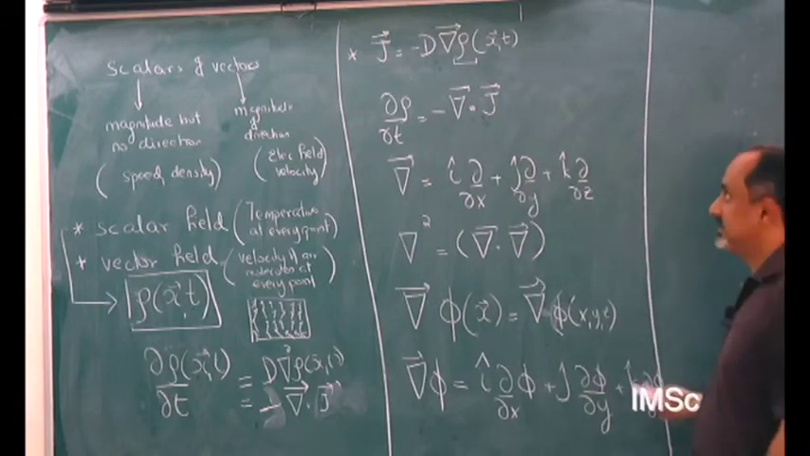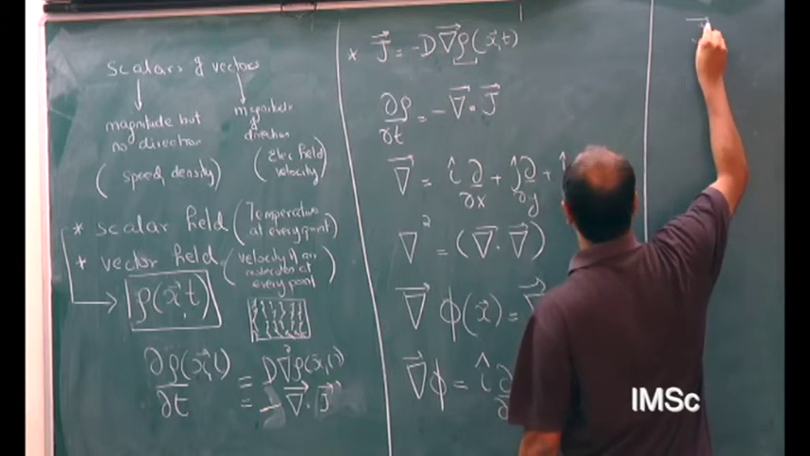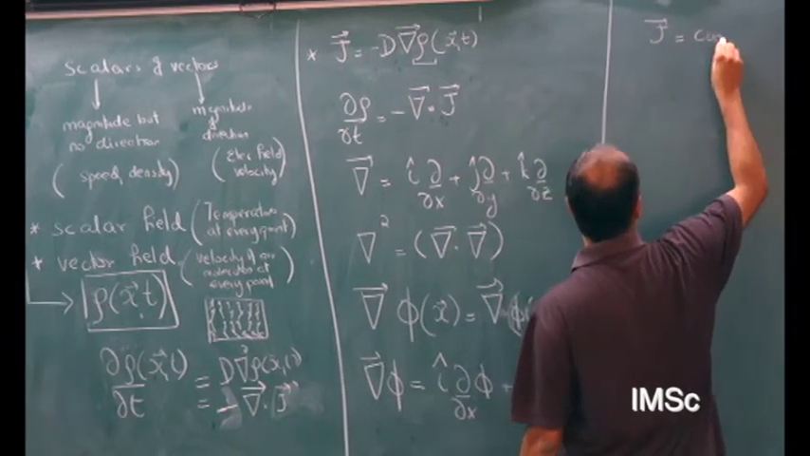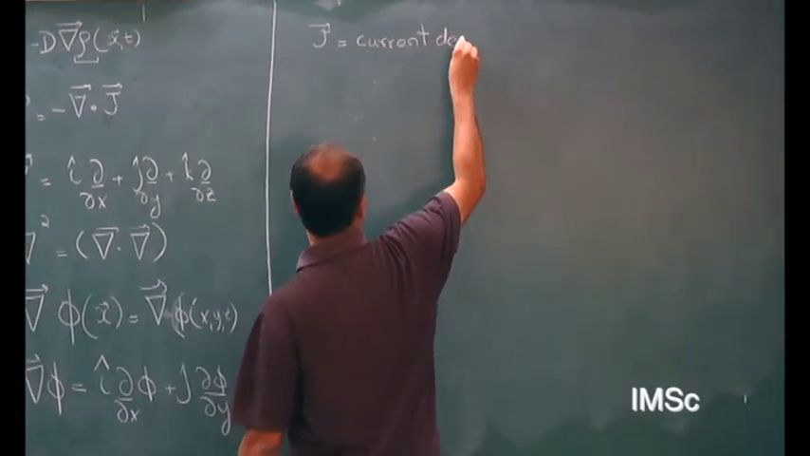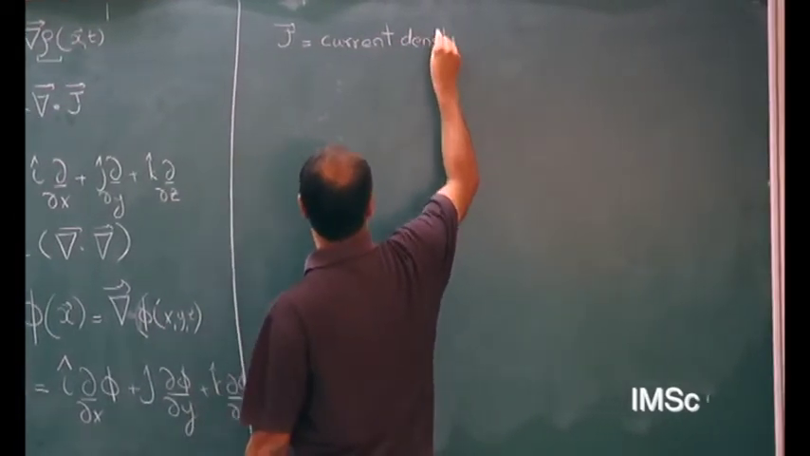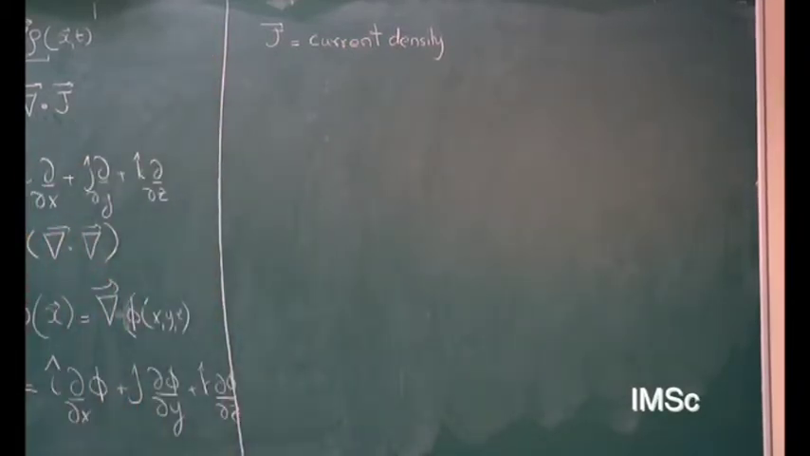The advantage is this has some specific names. One is j is called a current. So j is a current, that's absolutely right. It should be called a current density, j. So del dot j is this object here, delta rho by delta t.